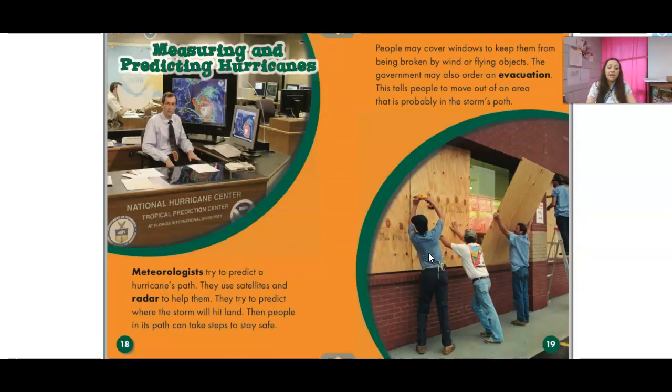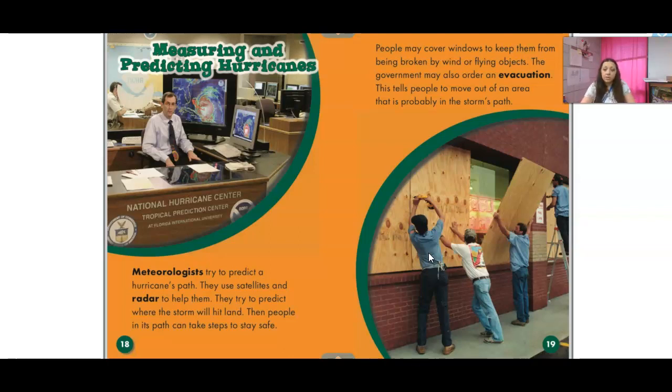Measuring and predicting hurricanes. Meteorologists try to predict a hurricane's path. They use satellites and radar to help them. They try to predict where the storm will hit land. Then people in its path can take steps to stay safe.